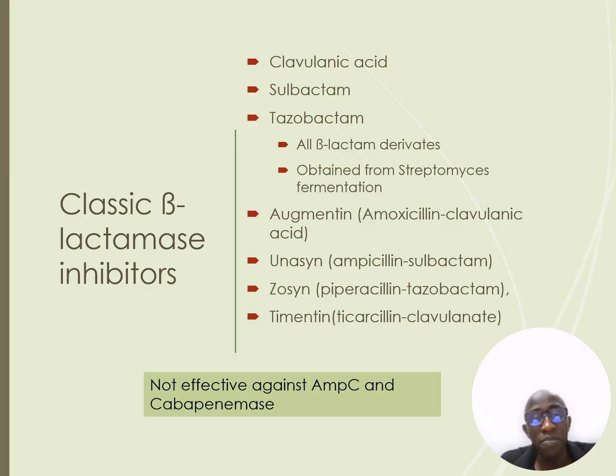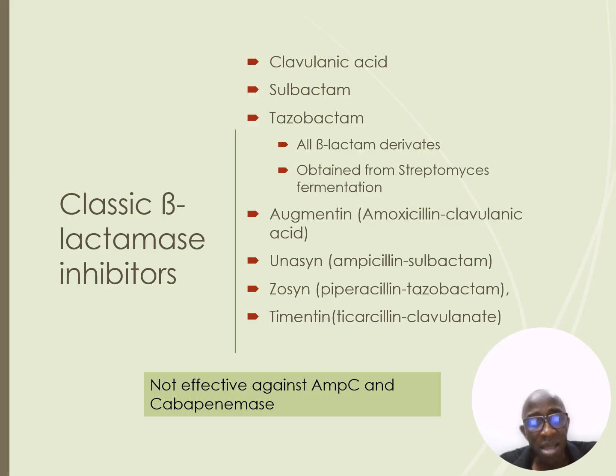You have sulbactam, like in Unasyn, ampicillin plus sulbactam. And you have Zosyn, piperacillin plus tazobactam. And then you have Timentin, which is ticarcillin plus clavulanate. But these guys are not all doing great anymore. Augmentin is still good for a lot of respiratory tract infections and stuff, upper and lower. But all of them are beta-lactam derived, and they're all obtained from Streptomyces fermentation.